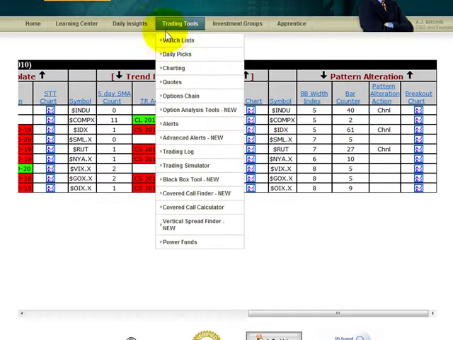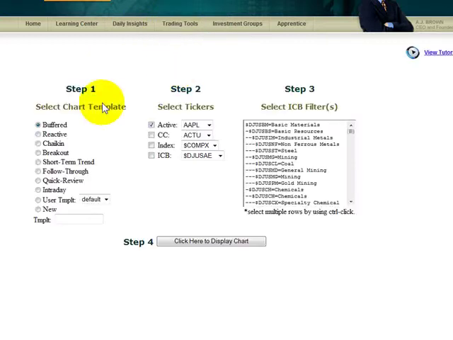All right, time to look at some charts. All right, we'll use a user template. I've got a couple simple moving averages on there, and we'll pull up the Dow first of all.